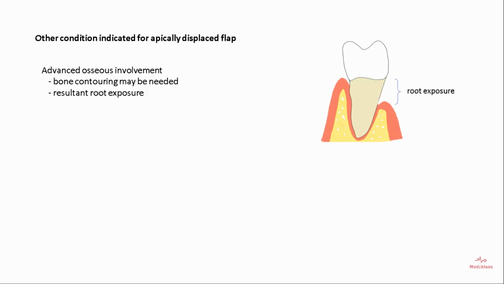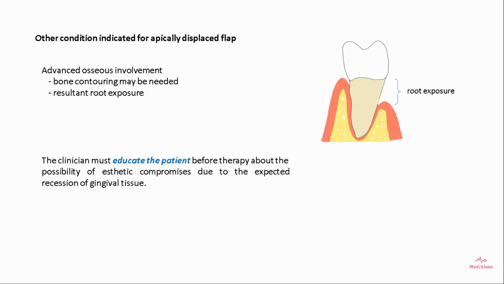Other conditions where apically displaced flap is indicated are in the presence of advanced osseous involvement where bone contouring may be needed. However, it can lead to resultant root exposure. Hence, the clinician must educate the patient before the therapy about the possibility of aesthetic compromises due to the recession of gingival tissue.